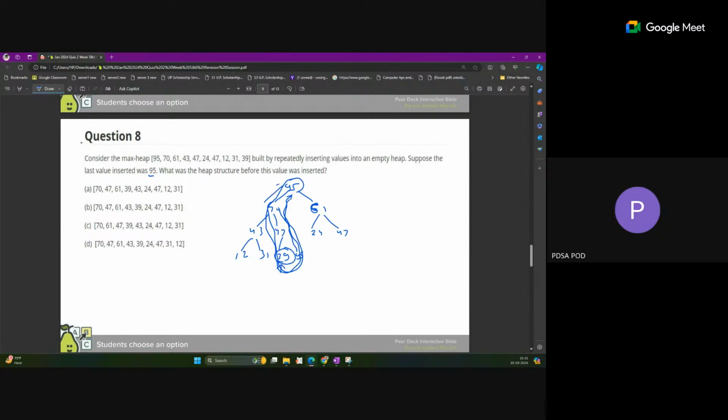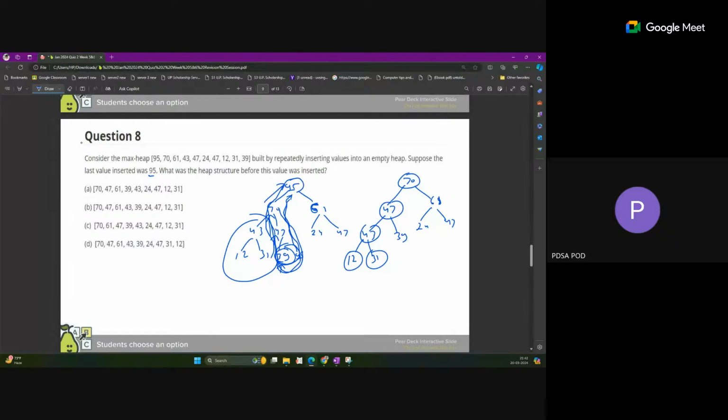So this 70 will reach this position, this will reach this position, and this will shift here, and this will become empty. So in this manner 70 will come at the top, so 61 and 24, 47. Now this 47 will come at this place, and this will become 39, and this part will remain the same. So 43 and 12 and 31. Is it the same as removing the root node and then replacing the entire thing? That is the same, but it is the fastest process.